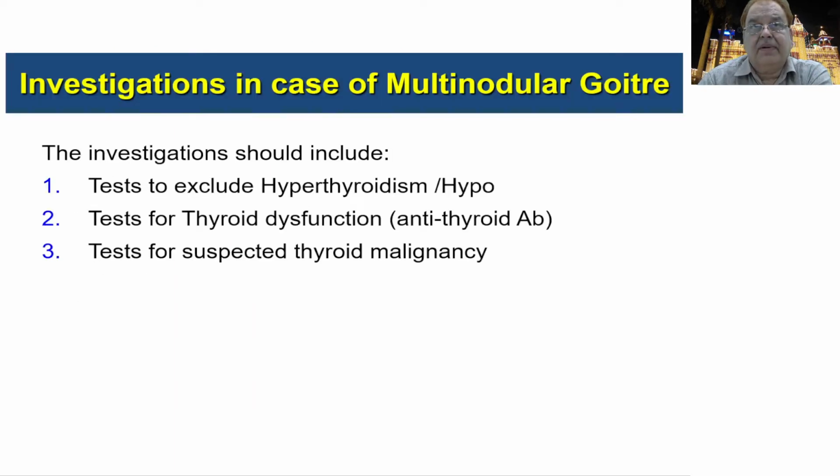That maybe this patient is having a malignancy of the thyroid. So what investigations are to be done in the case of multinodular goiter? Basically, the first is that you have to see whether this patient is hypo, hyper or euthyroid. And then you can do the test for thyroid dysfunction, like you can do the anti-thyroid antibodies, or you can carry out the test for suspected thyroid malignancy.